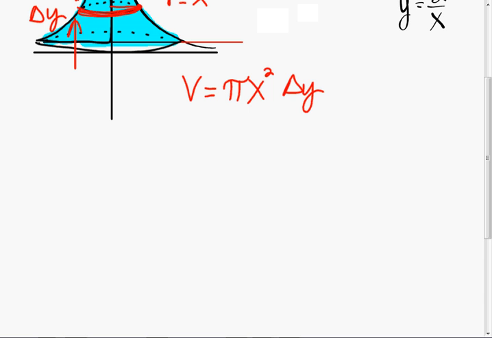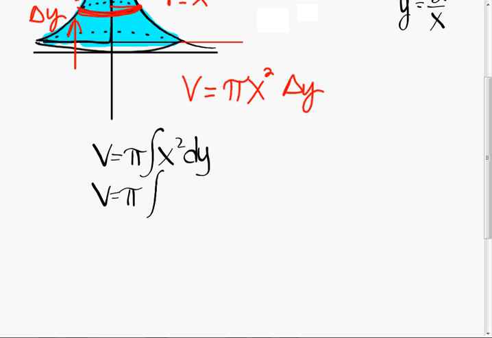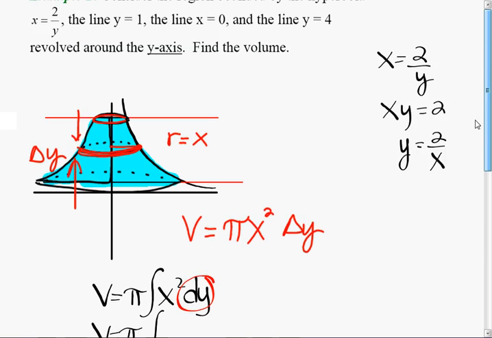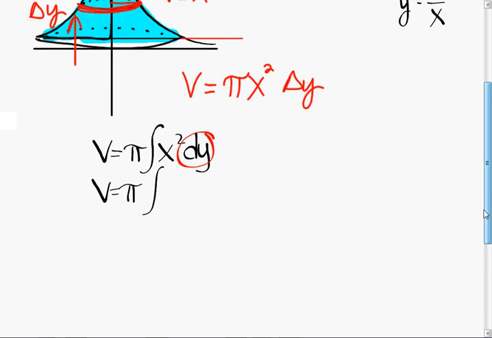Ready? Now, I'm going to integrate that. I'm going to pull the pi out in front. And it's x squared dy. What variable do you want in this? Want x's or y's? I want y's, because of the dy. Okay. It's already in the right form. X equals 2 over y.